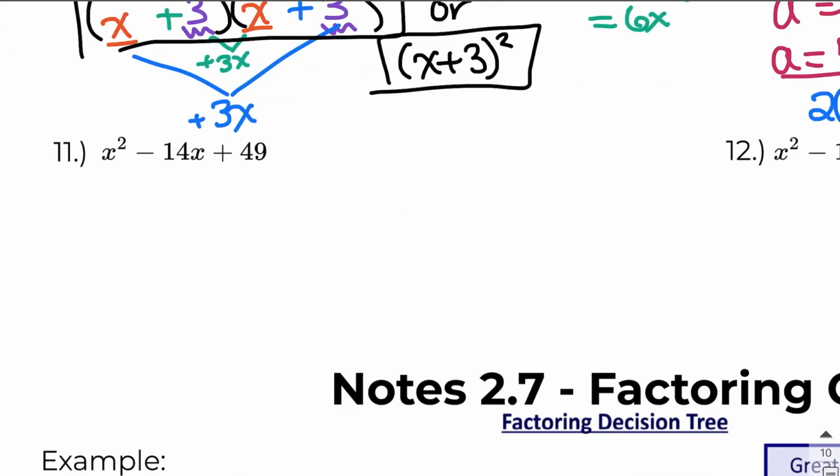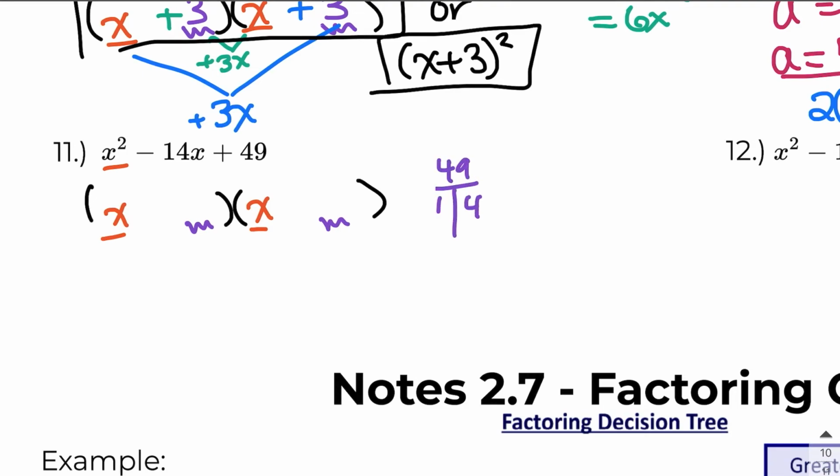All right, in number 11, I'm going to do guess and check for 11. So for number 11, I know that the first terms will multiply together to give me x squared. My only options are x and x. And I know that my last terms will multiply together to give me 49. And 49 is nice because I only have 1 and 49, or 7 and 7. Let's try the 7 and the 7. So my outside would give me 7x. My inside would also give me 7x.